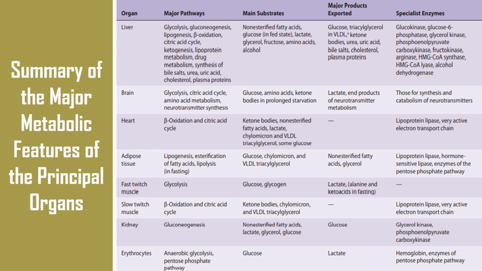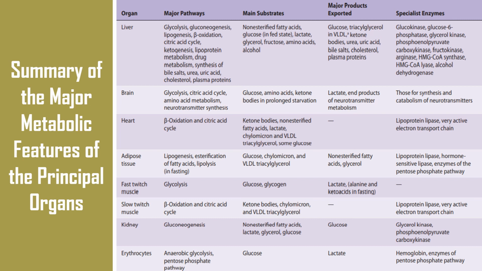Then we have fast twitch muscles. The major pathway for these is glycolysis. Main substrates are glucose and glycogen. Major products exported are lactate, alanine, and keto acid in fasting. For slow twitch muscles, the major pathways are beta oxidation and the citric acid cycle. Main substrates are ketone bodies, chylomicron, and triacylglycerols. Specialist enzymes include lipoprotein lipase and a very active electron transport chain.